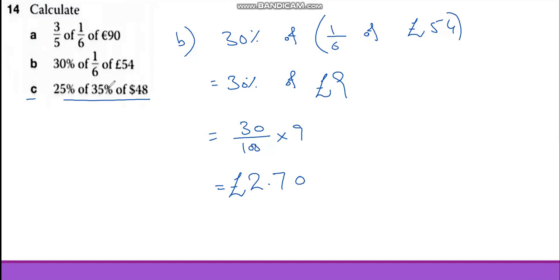Here first you need to find 30% of 48, and then you need to find 25% of 35% of 48.